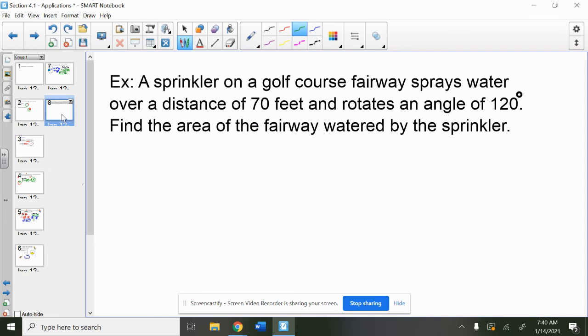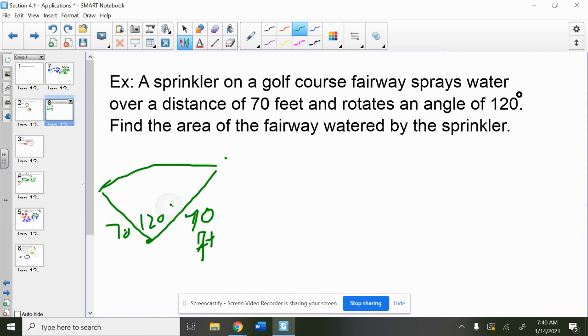Okay, sprinkler on the golf course. Fairway sprays water over a distance of 70 feet. So right here, here's a sprinkler. And saying here, that's 70. And rotates at an angle of 120 degrees. So it's kind of going through here. Still this, that would still be 70. And saying that's 120 degrees. Find the area of the fairway watered. So it wants to know what the area of the sector is.